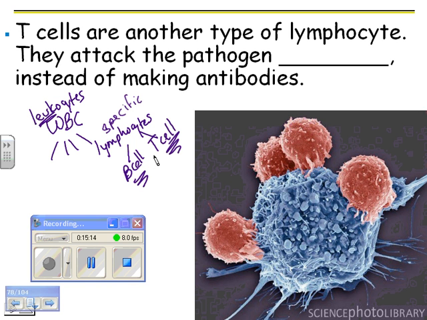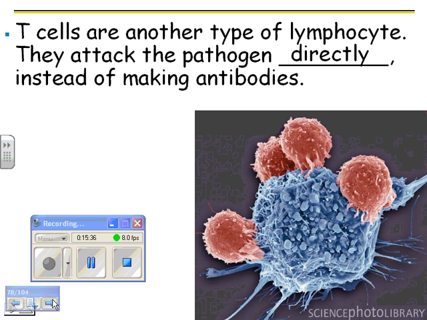Again, B cells that attack measles are going to be different from the B cells that attack this year's flu. Same thing with the T cells. These two will work together to make you healthy against a specific, I meant to underline that, not cross it out, against a specific pathogen. T cells are another type of lymphocyte. They attack the pathogen directly instead of making antibodies.